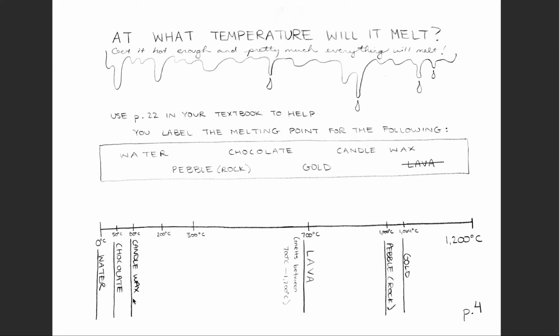Candle wax we know melts because I definitely poked my little finger into that candle that one time and it got hot and burned me and I regretted it and didn't do it again, right? Then as I move up this scale, I have to put more and more energy into that solid material before it will turn into a liquid. So way up here, hot, hot, hot, at 700 degrees Celsius, we have lava.